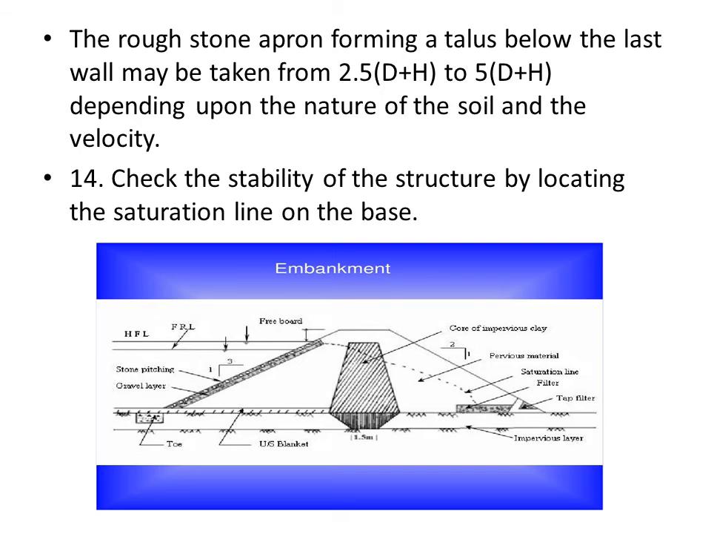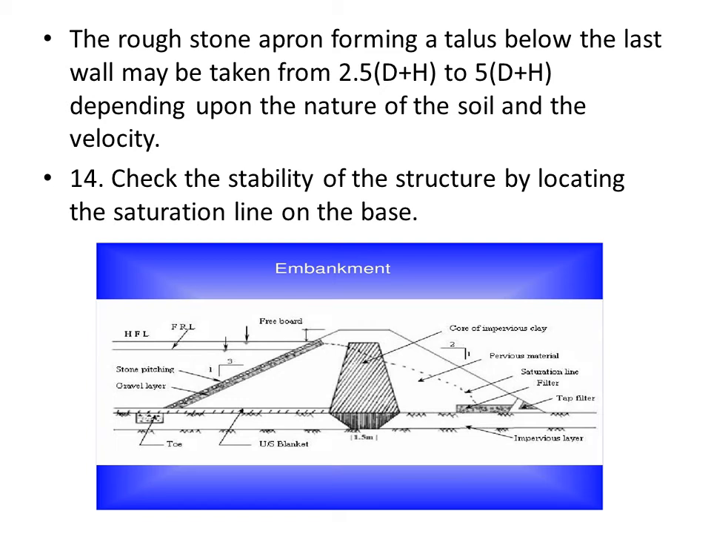The rough stone apron forming a talus below the last wall may be taken from 2.5 D plus H to 5 D plus H, depending upon the nature of the soil and the velocity. So I have to provide a rough stone apron for a length of 2.5 D plus H to 5 times D plus H, depending on the nature of the soil and the velocity of the flow in that waste weir or the spillway.